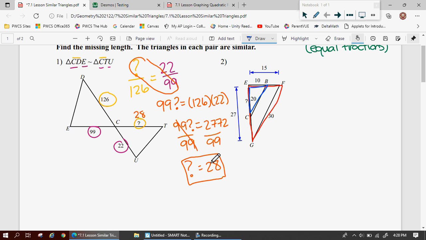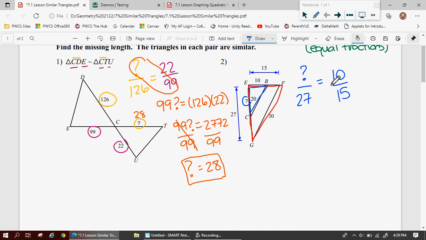And they're going to be similar, and I don't need to know the names. It's pretty clear here that this side that I'm missing, that's question mark, corresponds to this side. So I can write this fraction, question mark over 27. The side in my little triangle that corresponds to this big side: I know this side in the little triangle is 10, and it corresponds to this big side that's 15.